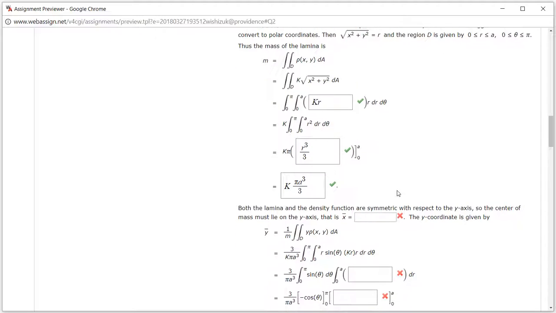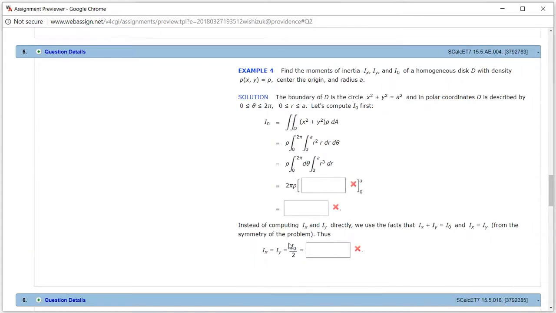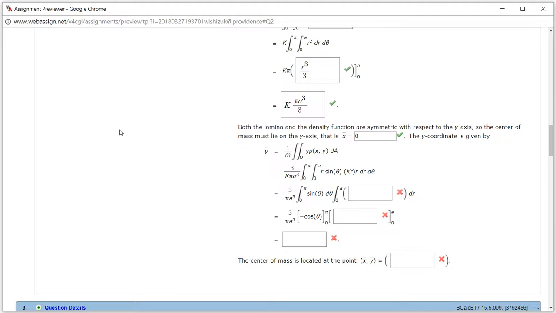Let's move on here. Both the lambda and the density functions are symmetric with respect to the y-axis. So the center of mass lies on the y-axis, which means that x bar is just 0, because that way it's right on the y-axis. Go ahead and check that. Submit for testing. So we got that, and now we want to find y bar.